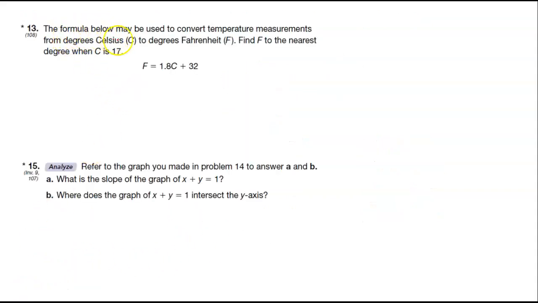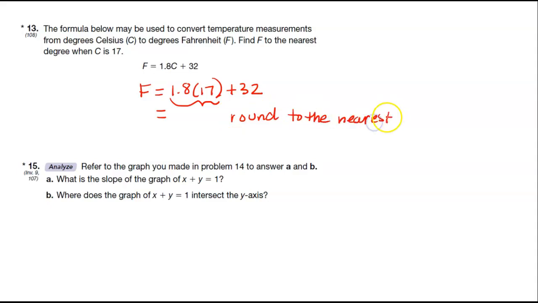All right. The formula below may be used to convert temperature measurements from degrees Celsius to degrees Fahrenheit. Find F to the nearest degree when C is 17. So basically you are plugging in 1.8 times 17 plus 32. So you're going to multiply this and then add 32, and then you're going to round to the nearest degree.